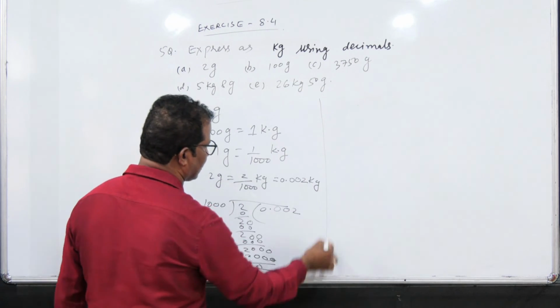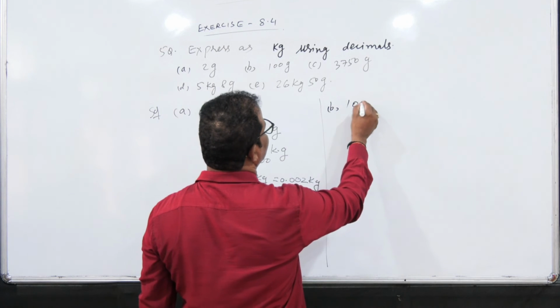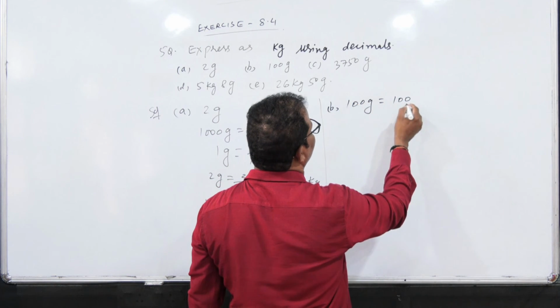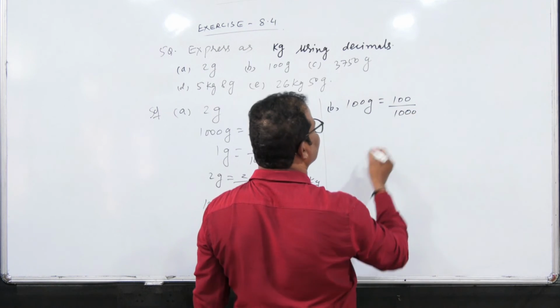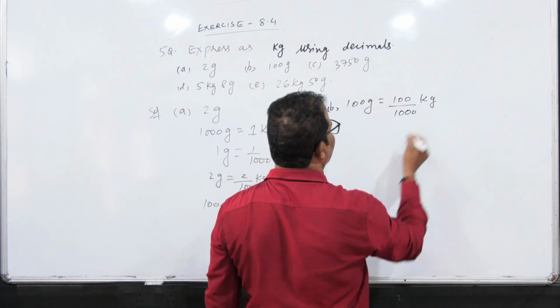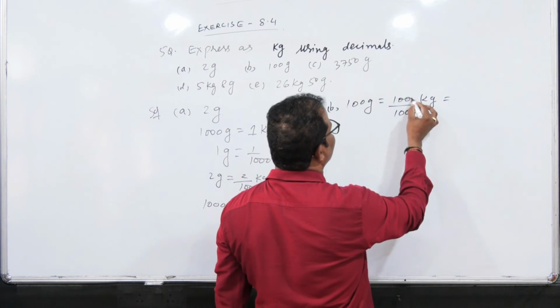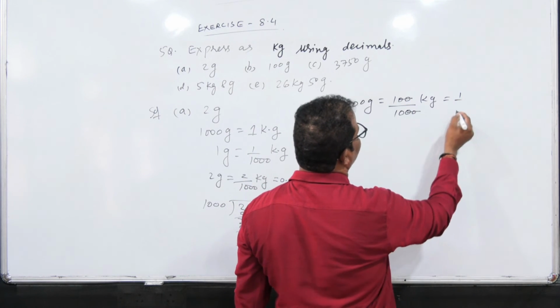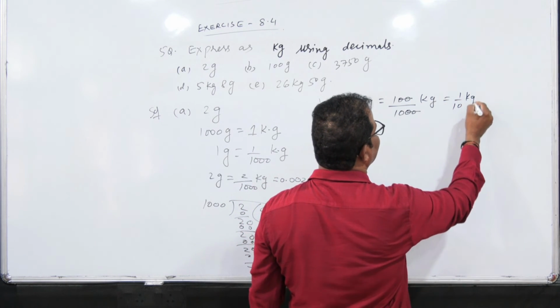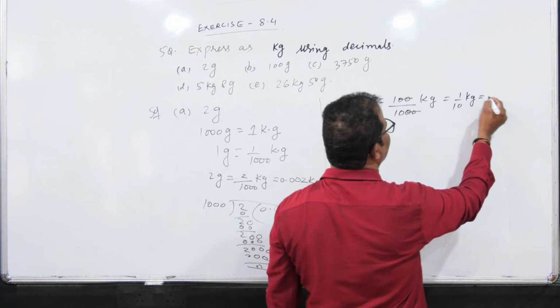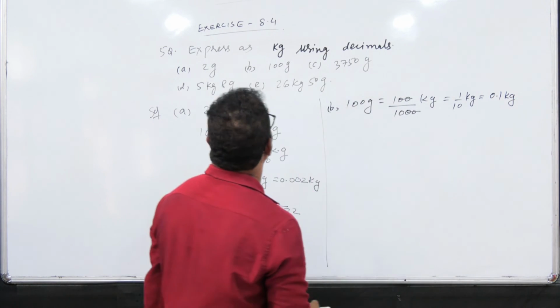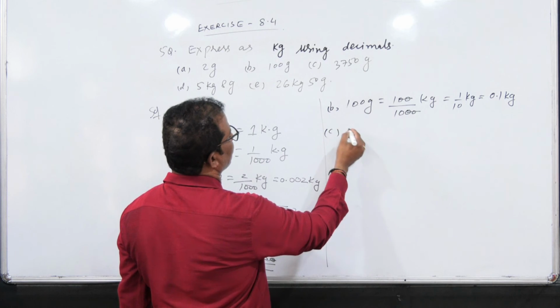So in the next question, see, it is 100 grams. To convert into kg, we have to divide by 1000. Now it is kg only. Still, the last two zeros may be omitted like this. Now it is how much? 1 by 10 kg. And if you divide 1 by 10, we'll get what? 0.1 kg only.